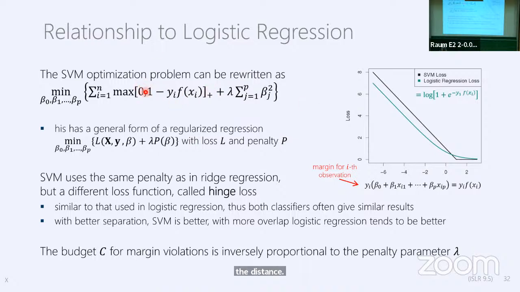So how do these two different things differ? Here's the first one. Here's the second one. We plot it. So on the x-axis is exactly this distance, right? And on the y-axis is, on one hand, the SVM loss, which is this black line. And on the other hand, the green line, which is the loss that you use in logistic regression. And we see that these two lines are actually quite similar to each other.